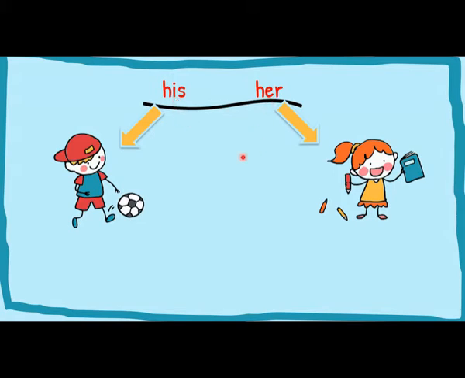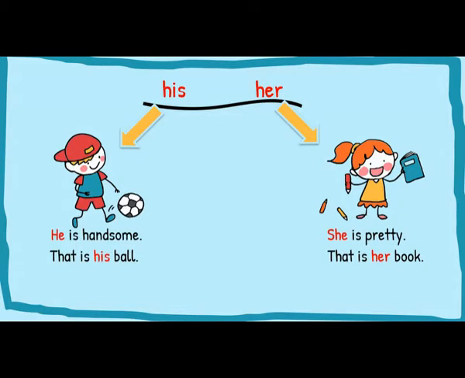Okay, let's look at the sentence. That is his ball. Bola dia. Dia lelaki. So, guna his. That is her book. Ini buku dia. Tapi dia sini adalah perempuan. So, we write it as her. Kita guna her. Sebab her adalah untuk perempuan.